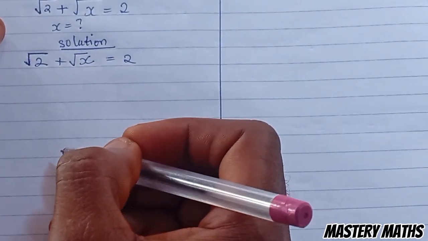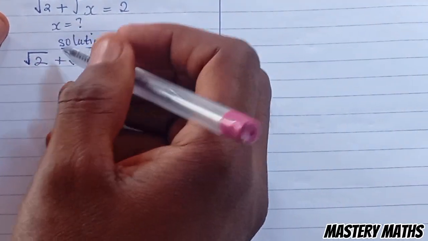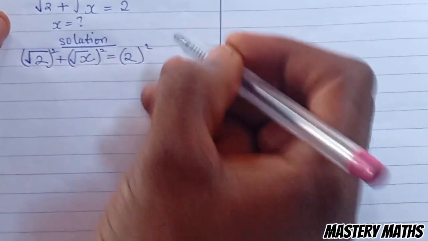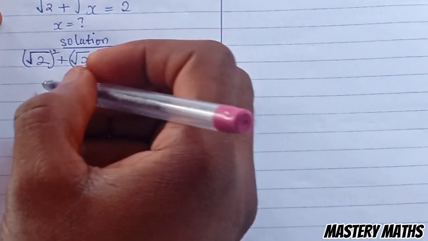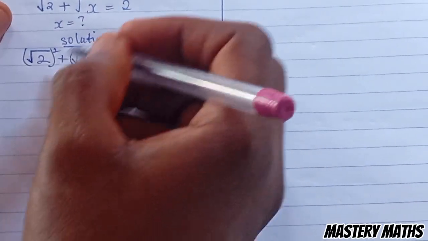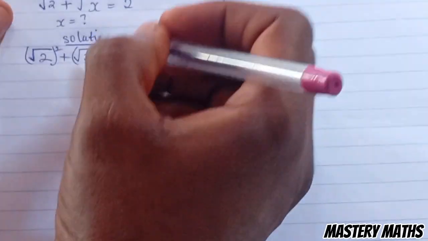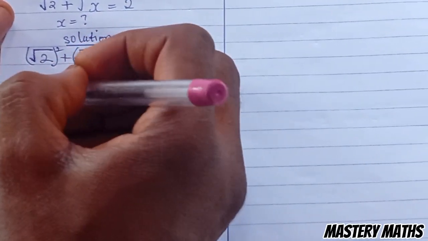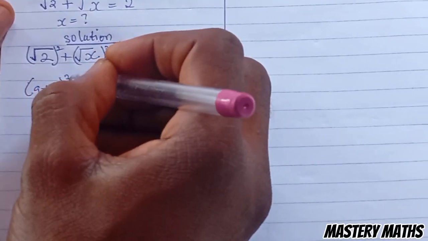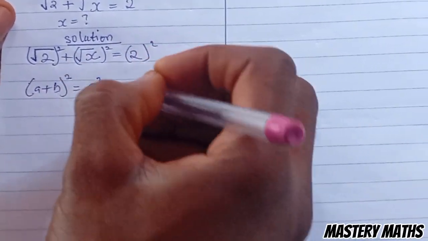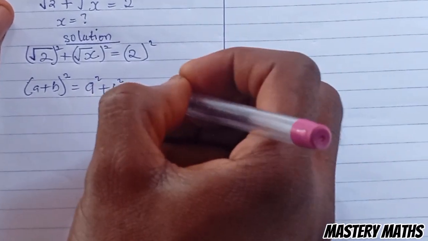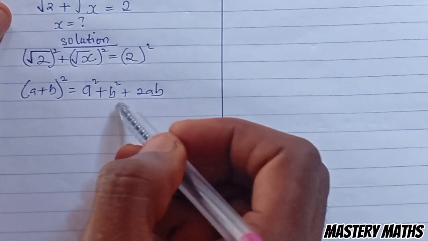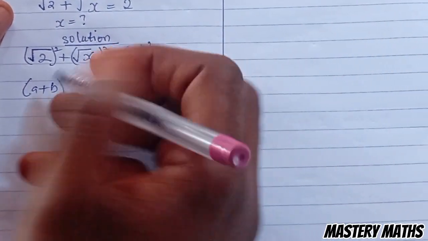Now, what to do? We need to remove this root 2 and root x. In order to remove, what should we do? We square both sides. When squaring them, it's going to look like this. But before we do that, we need to obey a law which says that (a plus b) raised to the power of 2 is equal to a squared plus b squared plus 2ab. Having obeyed this rule, we'll use this law to work on this, and doing that, it will be this.